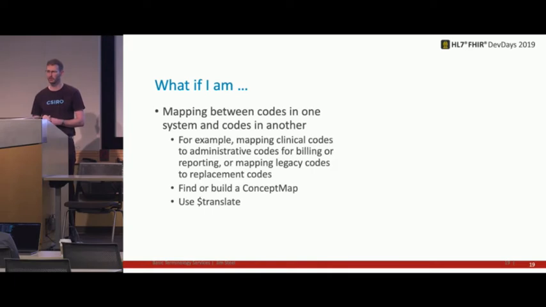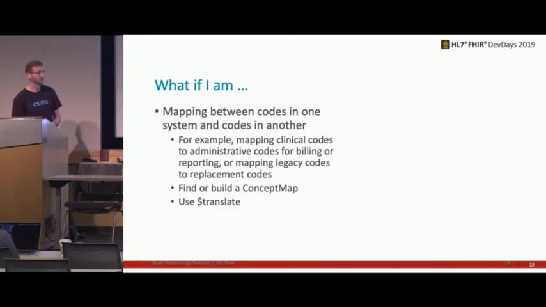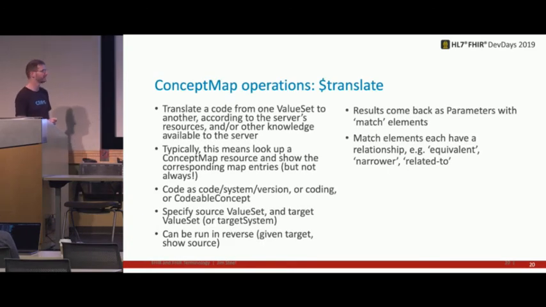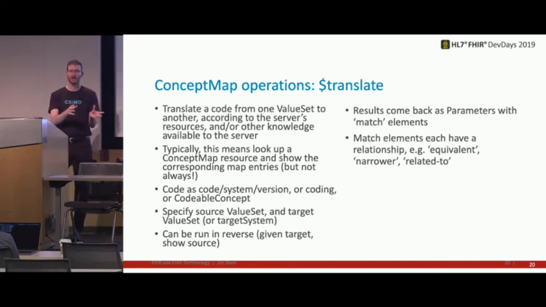Sometimes we can pick them off the shelf, so there are some concept maps that come with the SNOMED distribution, for example. Sometimes there are companies that offer maps as a service, or perhaps if we're using a proprietary code system, we'll have to build our own map. Once we've done that, then we can use the translate operation. The translate operation is pretty simple. It allows you, using a concept map, to translate a code across to whatever code or codes it's mapped to by the concept map.